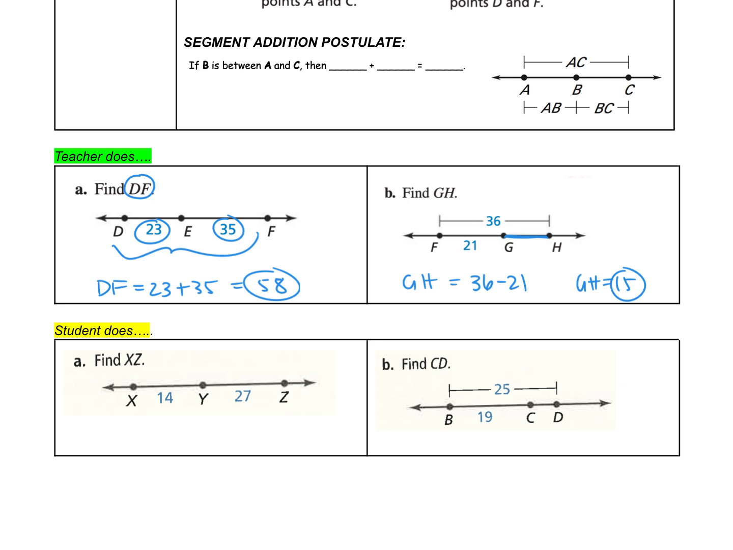We are going to do these last two together, and that'll be our notes for the day. XZ. So in the figure, if I'm finding XZ, how would I go about that? Add. And so XZ, I think when you add those, you get 41. And then in B, if I'm subtracting, oh, I already told you. What should you do? Subtract, right? Adding doesn't make sense. So if we subtract that 25 and that 19, we get our CD to be 6.